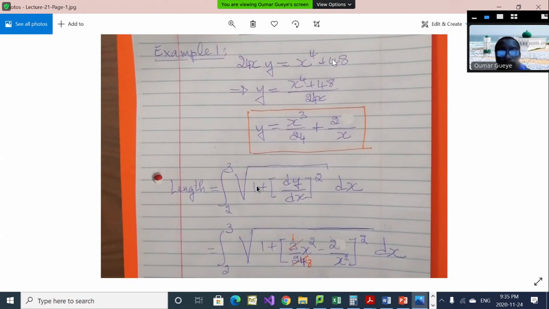So we split it into quotients, and we get x to the power 4 over 24x. We simplify by x, and it becomes x to the power 3 by 24. And the second term, 48 by 24x, we simplify by 24, and it becomes 2 by x.